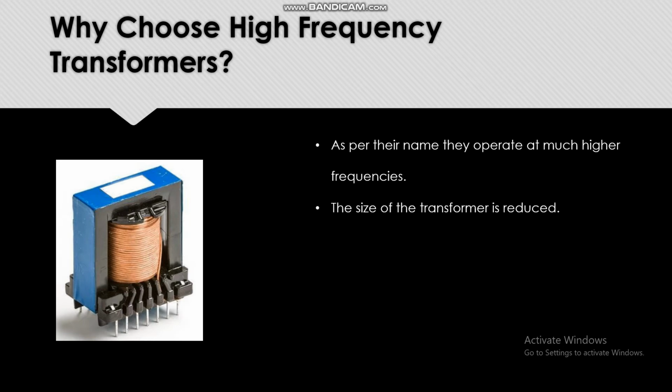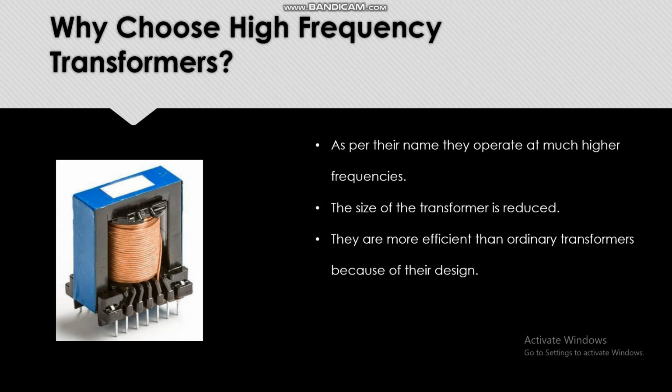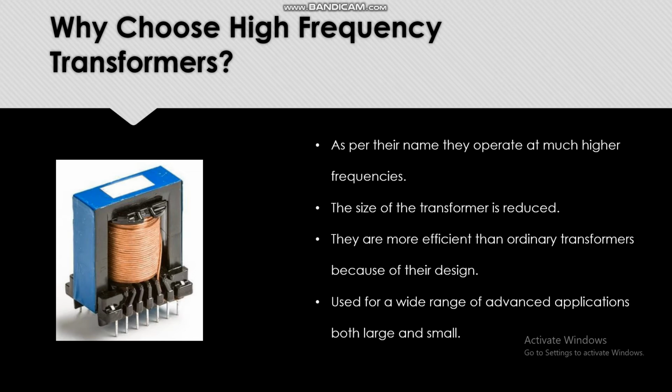Operating at a higher frequency has many benefits, the first of which is size. For any given power rating, the higher the frequency, the smaller the transformer can be. Second, because the transformer is smaller, less copper wire is needed, thus reducing their losses and helping to make the transformer more efficient. High frequency transformers are used for a wide range of advanced applications, both large and small.